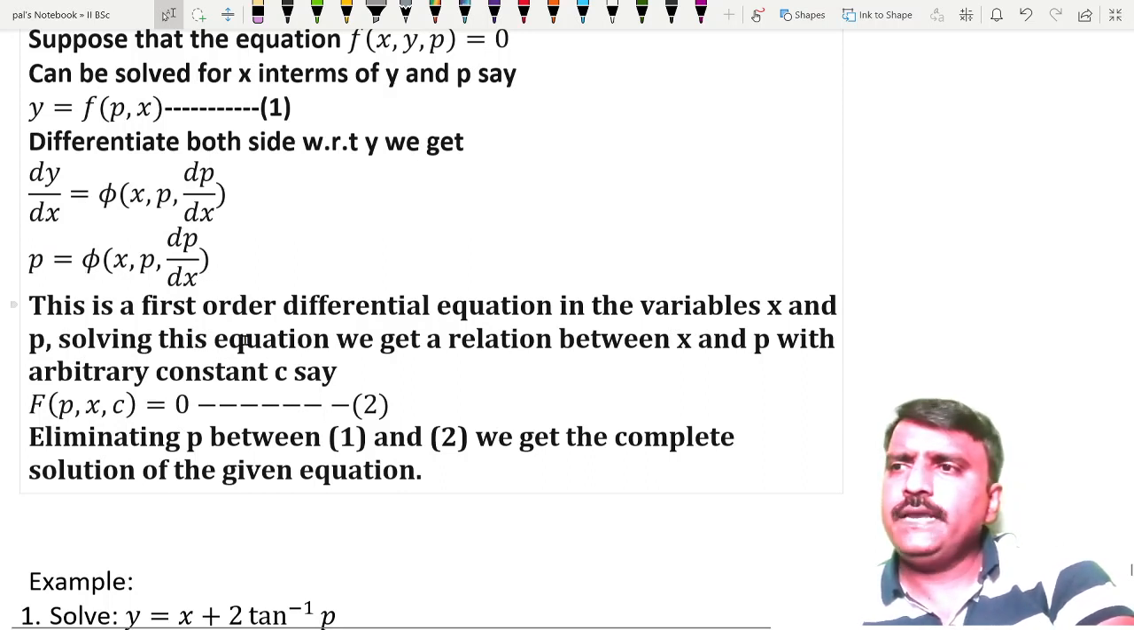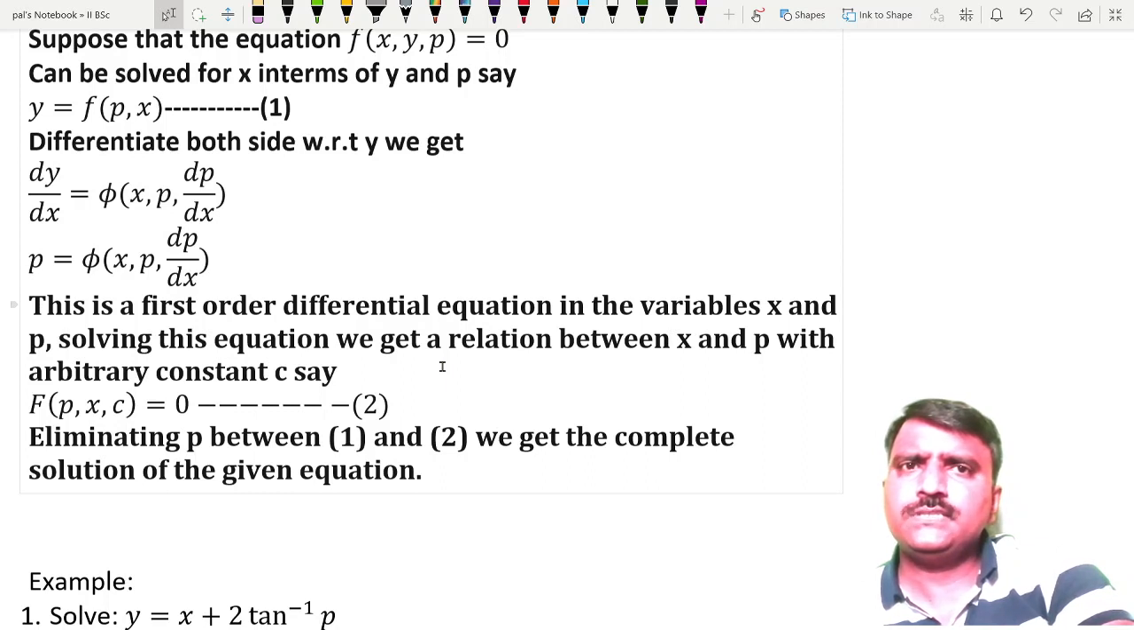After writing this as p, you simplify this. If you simplify this, what we get is a function of x, p and dp by dx, a first order first degree differential equation, in terms of x and p. If you solve it, we get one expression in the form of p and x.